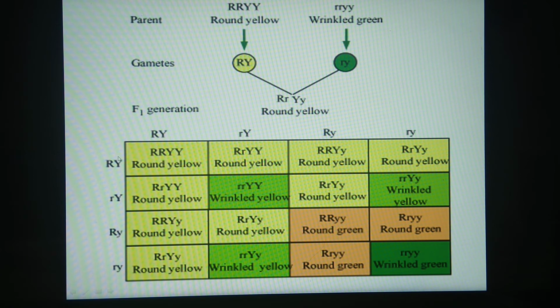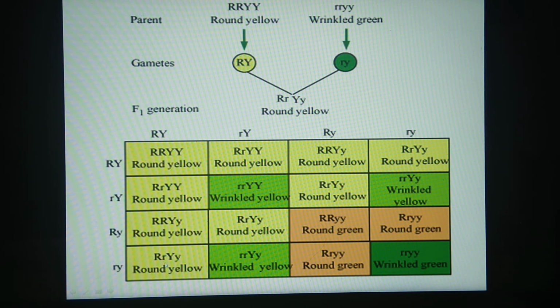Next is this capital Y, capital R fused with capital R, small y. So here this is the homozygous condition for the round seed, heterozygous condition for the yellow color, and hence it will be round yellow. When this gamete fuses with this small r, small y, the complete hybrid condition is formed, but the seed is round and yellow, because here this capital R gene is dominant over small r, and capital Y is dominant over small y.